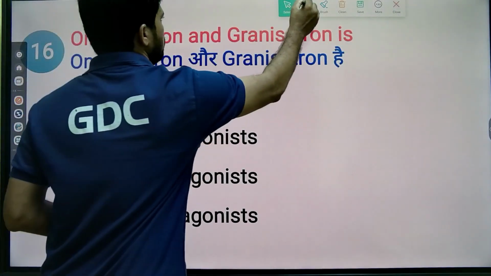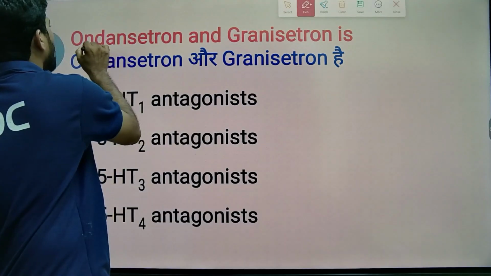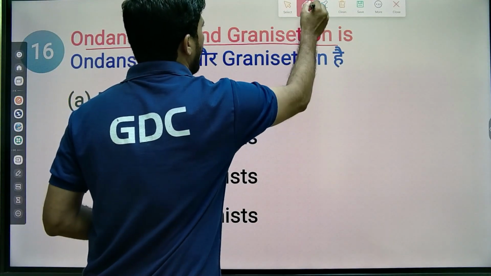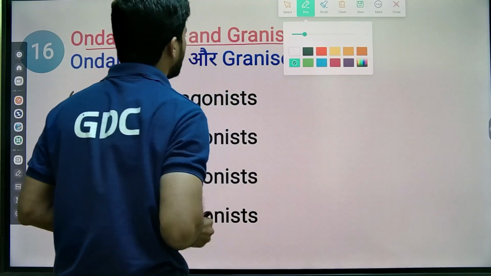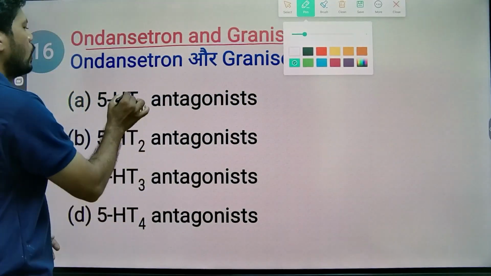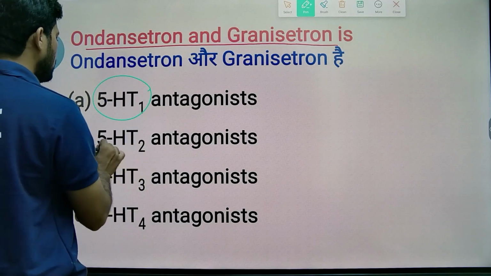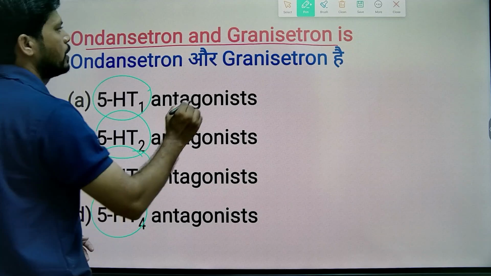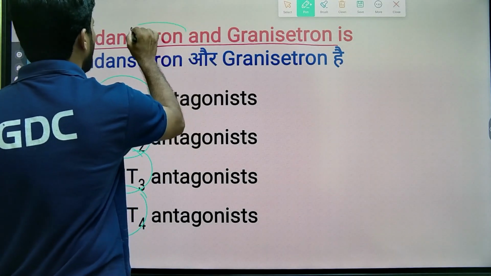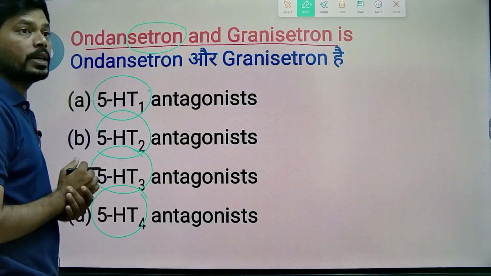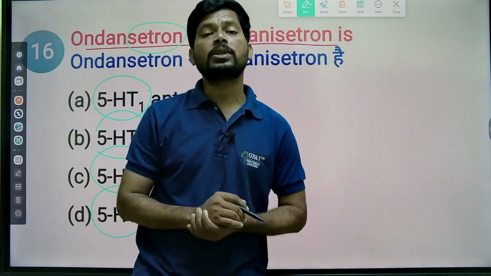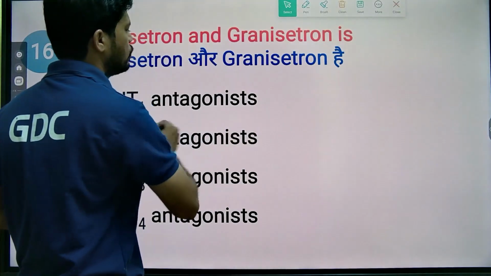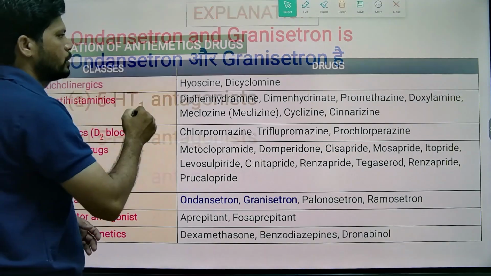Next, ondansetron and granisetron both are: all setrons are selective serotonin type 3 receptor antagonists. The options are serotonin type 1 receptor antagonist, type 2, type 3, type 4. All setrons are selective serotonin type 3 receptor antagonists and help in the treatment of vomiting. So the question is clear, and the answer is also very clear. The answer is option C.